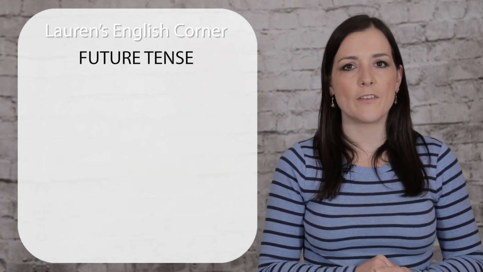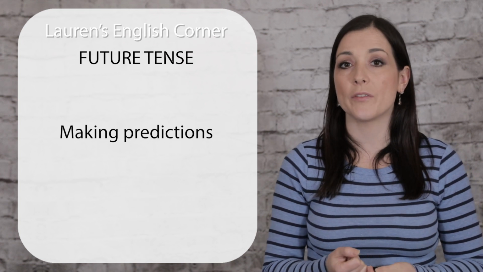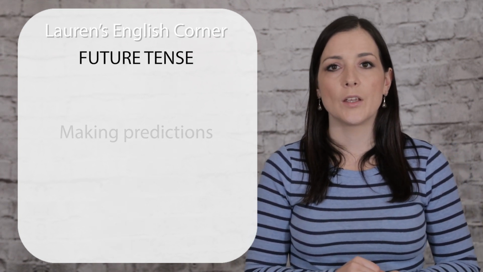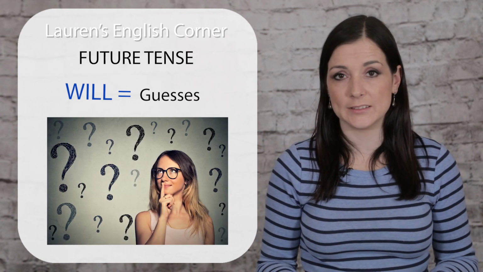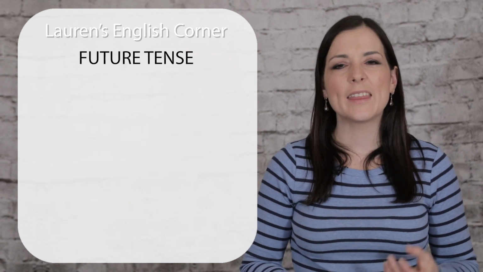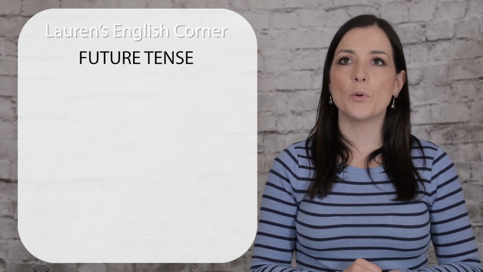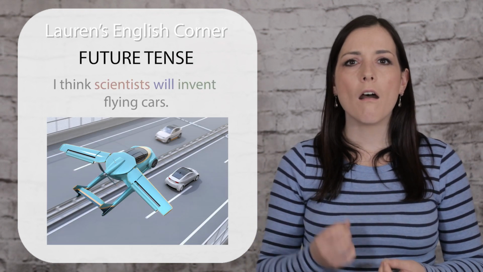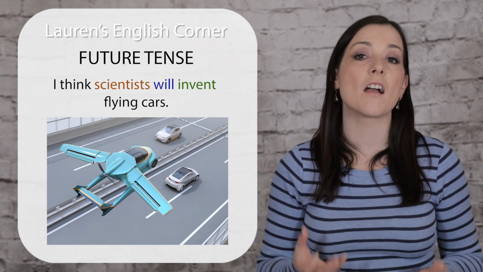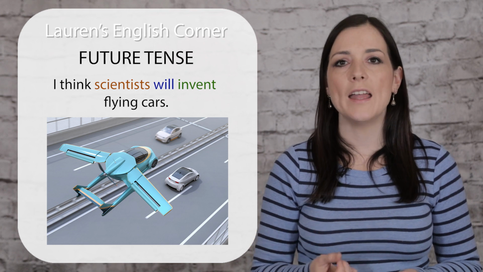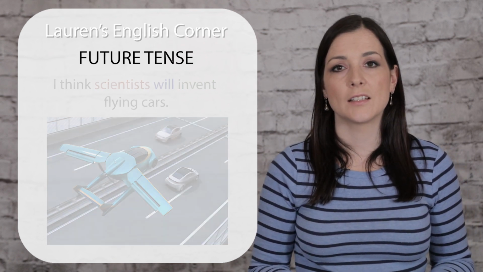Now, the last area we'll look at is making predictions about the future. We use will when we are making guesses, what we think might happen. For example, I think scientists will invent flying cars.